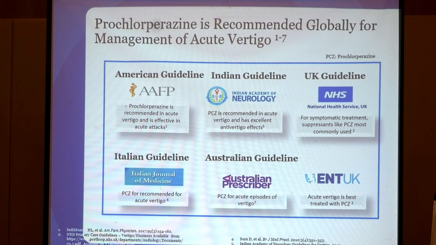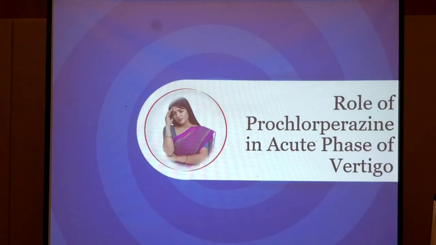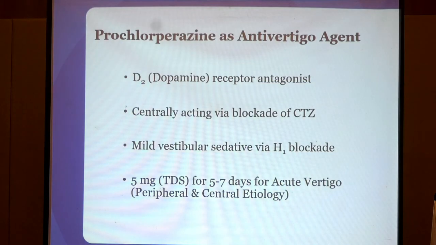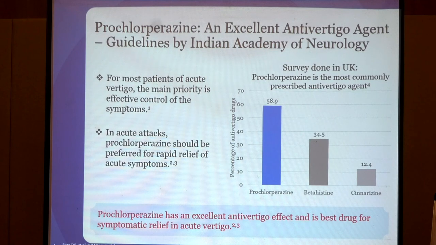Prochlorperazine is recommended globally for management of acute vertigo, even in the American guidelines, Indian guidelines, UK guidelines, Italian guidelines, Australian guidelines, or the ENT UK guidelines. So, what's the role of prochlorperazine in acute vertigo? It is a dopamine D2 receptor antagonist, centrally acting via blockade of the CTZ, with mild vestibular sedation via H1 blockade. The dose is 5 mg TDS for 5 to 7 days for acute vertigo of peripheral and central etiology.